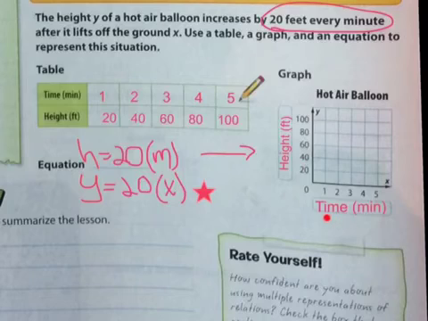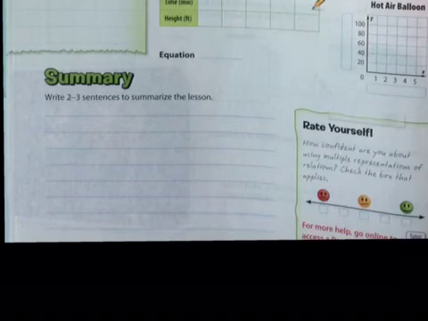We know that along the bottom, our domain is the time in minutes, and our range is height in feet. Go ahead and write that down. And you know that in 1 minute you have 20 feet, 2 minutes you have 40 feet, 3 minutes you have 60 feet, 4 minutes you have 80 feet, and then finally in 5 minutes you're all the way up at 100 feet off the ground. Graph it, go ahead.